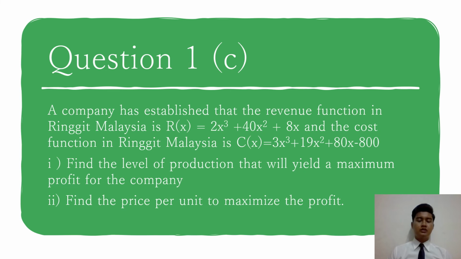And for the last question, question 1c, a company has established that the revenue function in Ringgit Malaysia is Rx equals 2x power of 3 plus 40x power of 2 plus 8x. And the cost function in Ringgit Malaysia is Cx equals 3x power of 3 plus 90x power of 2 plus 80x minus 800. So find the level of production that will yield a maximum profit for the company, and then find the price per unit to maximize the profit.